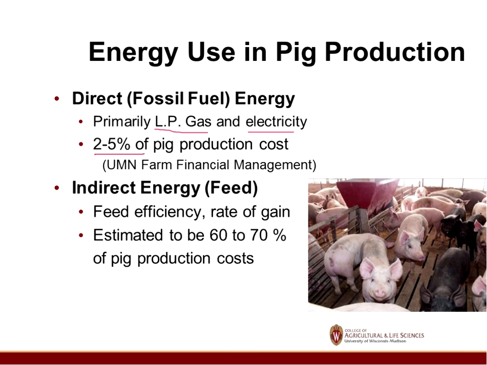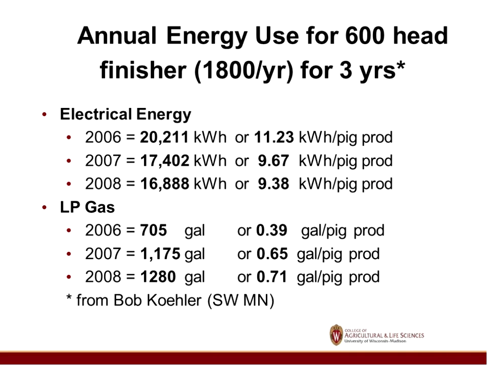And this 2 to 5%, from a Minnesota study, is the range of energy costs. Of course, it's going to depend on how much heating you do versus cooling. The big indirect energy use, though, is feed. 60 to 70% of our cost of production of producing a ham is feed costs. So anything we can do to affect the feed efficiency or the rate of gain of those pork through good environmental conditions will save energy long term, because that's indirect energy, fertilizer, tractors, fuel to produce that crop to feed that animal.